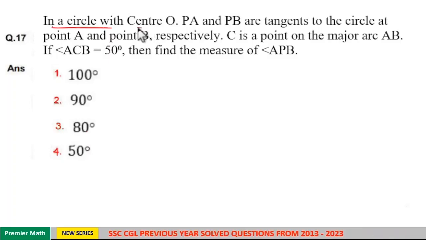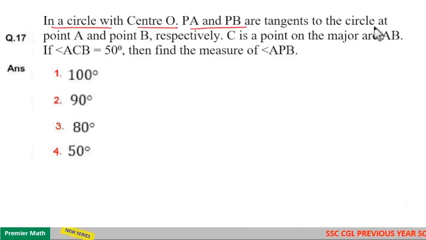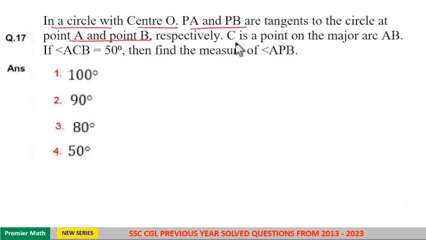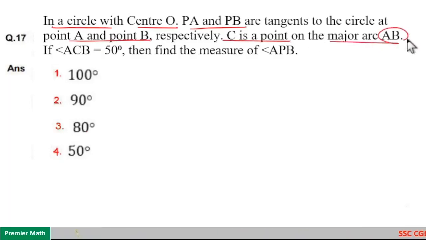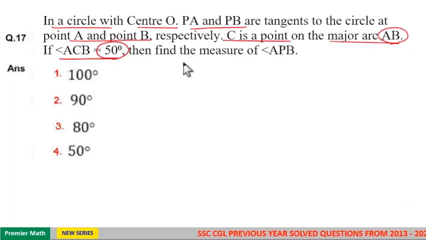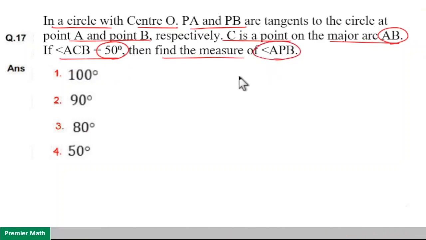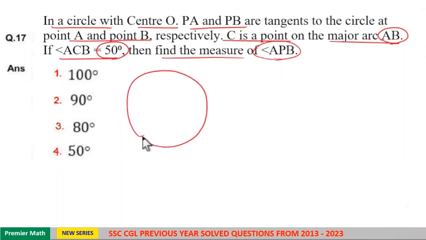In a circle with center O, PA and PB are tangents to the circle at points A and B respectively. C is a point on major arc AB. If angle ACB is 50 degree, then find the measure of angle ABP. Here, this is the circle with center O.